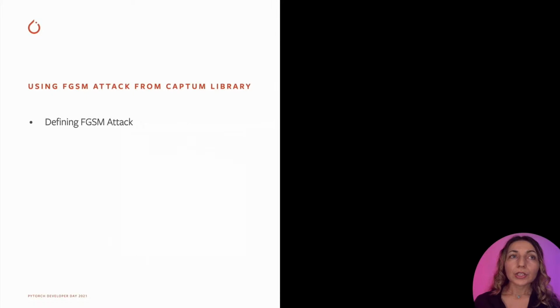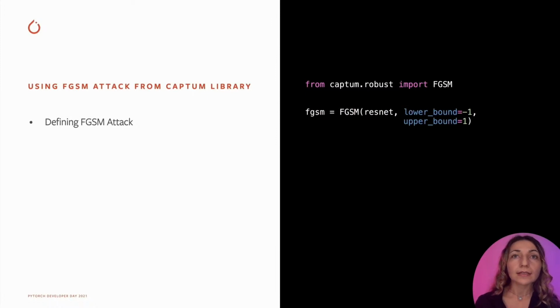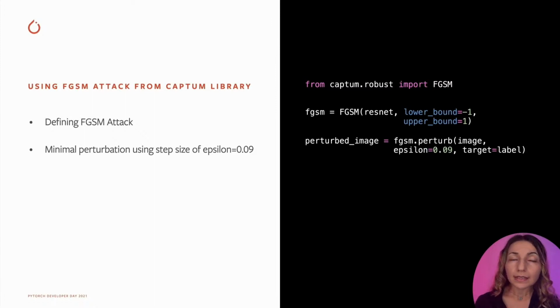In this example, we show how to use the FGSM algorithm from the Captum library. To use FGSM, we import it from the captum.robust package, create an instance of it, and pass our model, which in this case is a ResNet model, and other necessary arguments such as lower and upper bound for input data. We then call perturb on the FGSM instance by passing our input, which is the trained image, and other parameters. This will return a minimally perturbed input that was misclassified by the ResNet model. We can then visualize this side by side with the original image.